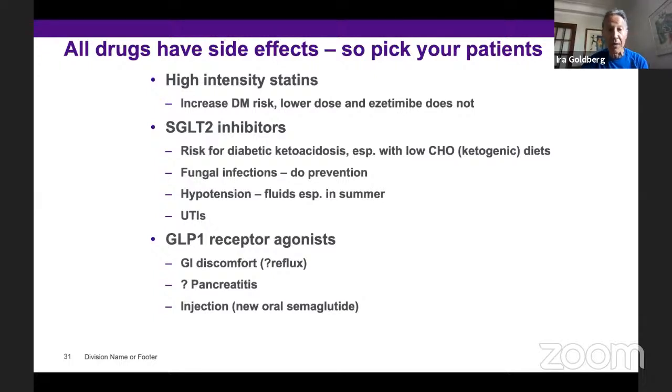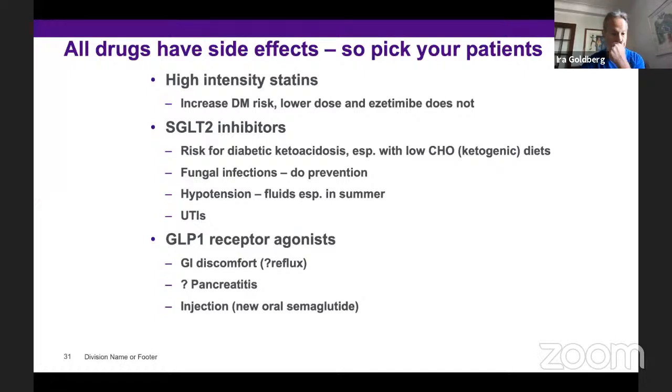SGLT2 inhibitors, they have risk. People get diabetic ketoacidosis on it, especially people on low carbohydrate or ketogenic diet. They get fungal infections, especially women. And so you need some prevention there. And over the summer or in Dubai, when it's really hot, they have a risk of hypertension as the drugs cause a little bit of dehydration. They also increase urinary infections a little bit.